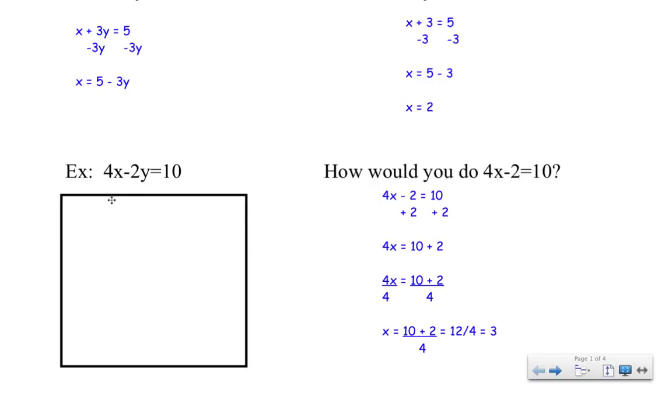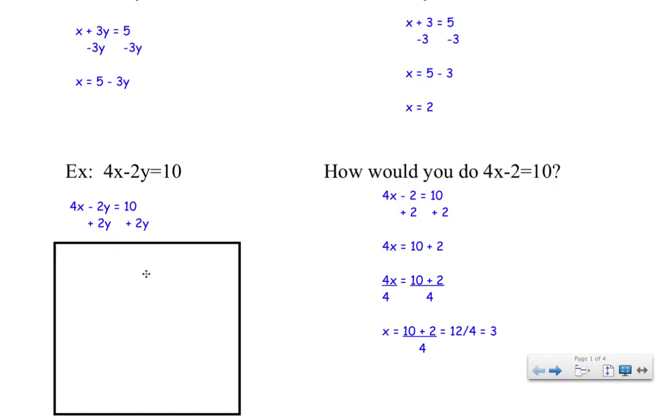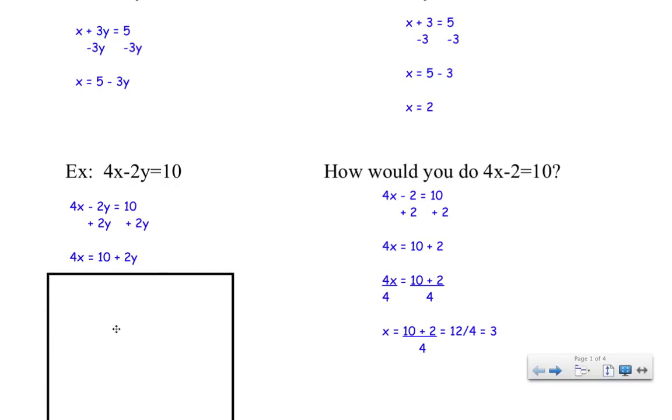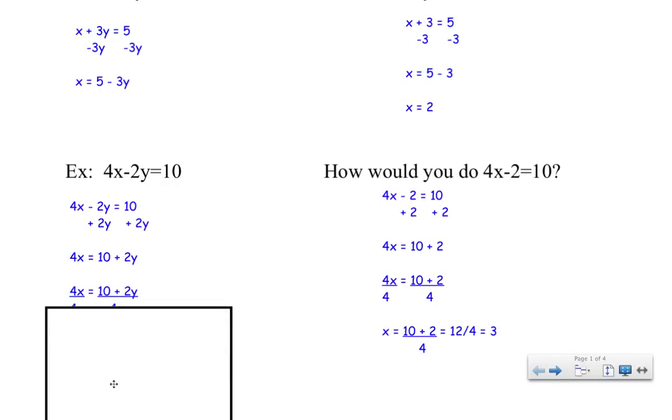Now this problem is done exactly the same way. So when we had 4x minus 2, the very first thing you wanted to move was the negative 2. And that's where we're going to start here. So I'm going to start by adding 2y to both sides because this adds to be 0. That gives me 4x equals 10 plus 2y. Then I'm going to divide both sides by 4. You can kind of see how they're lining up here.